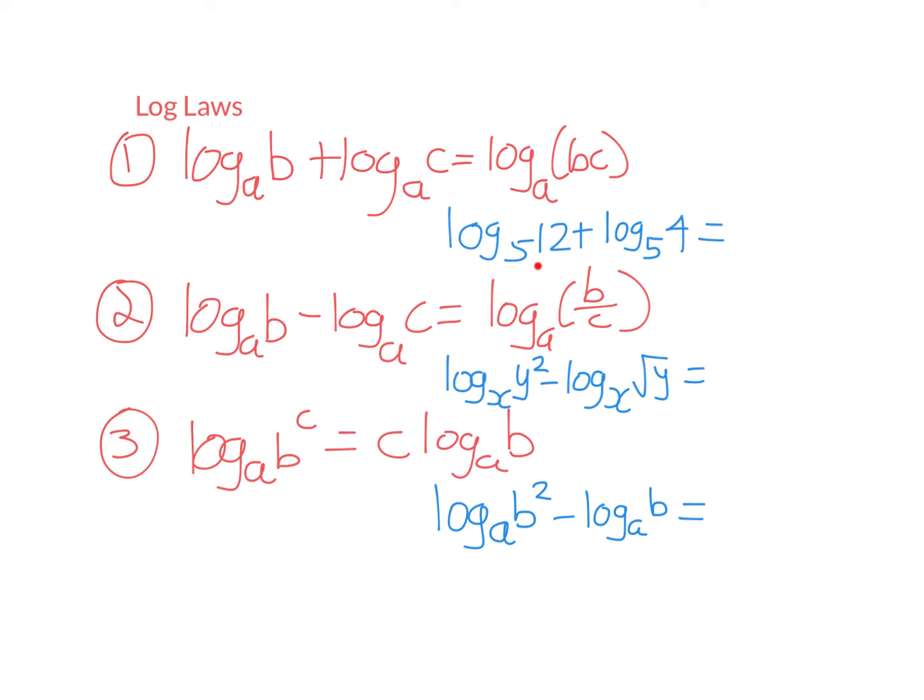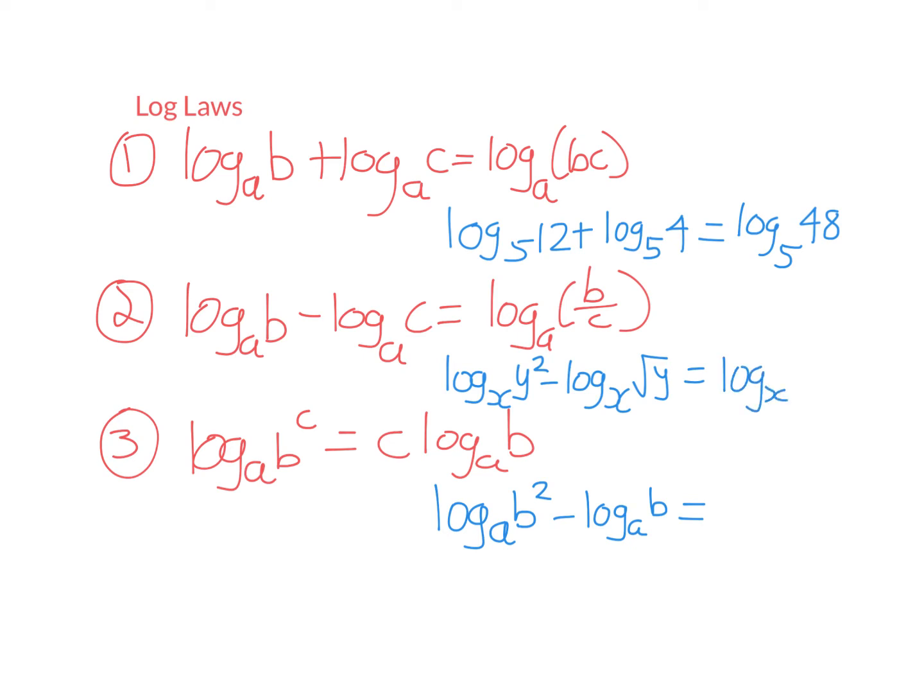So what would we do with this one here? We'll write it as a single log. So what we do is we keep the same base and we multiply the powers. 12 times 4 is 48, and then we're done. So what about this one here? Well, here we're subtracting logs, so we're going to divide the powers. We're going to keep the same base.